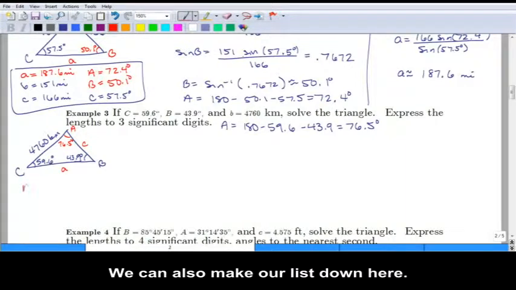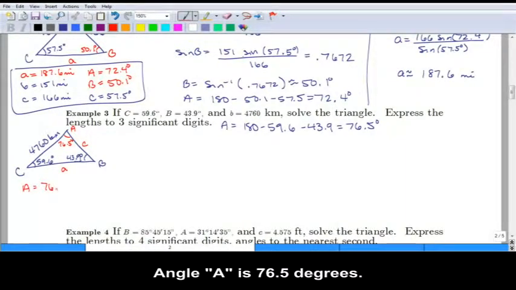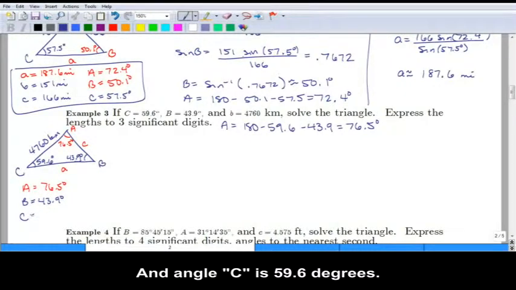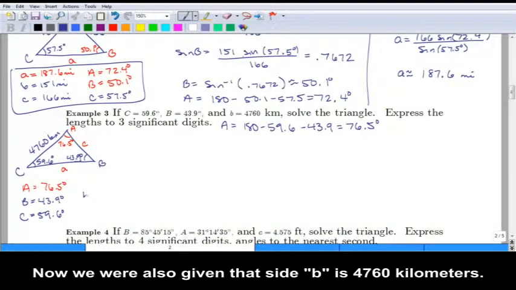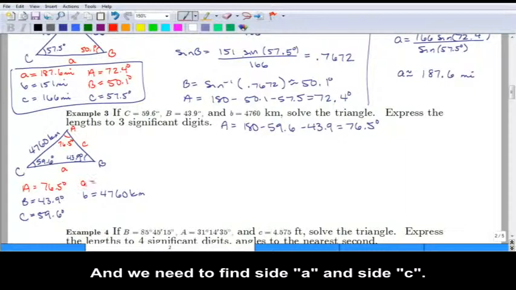We can also make our list down here. Angle A is 76.5 degrees. Angle B is 43.9 degrees, and angle C is 59.6 degrees. We were also given that side B is 4760 kilometers, and we need to find side A and side C.